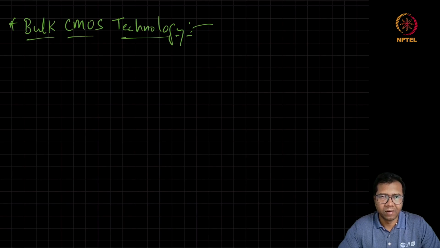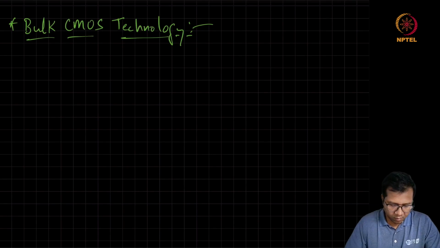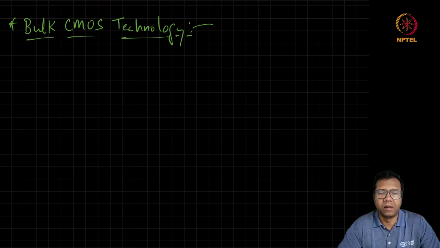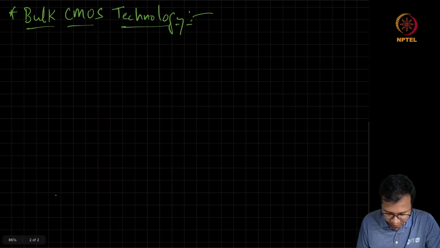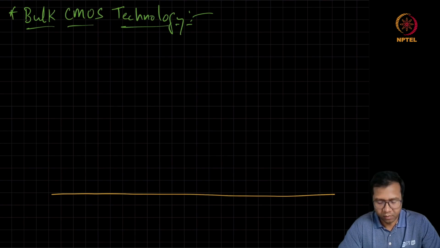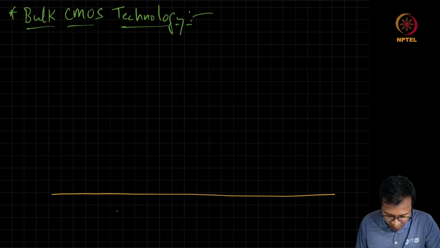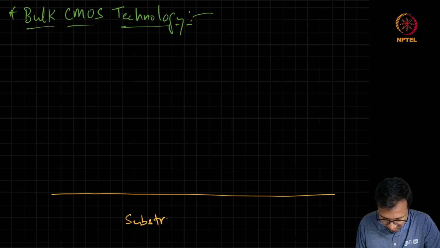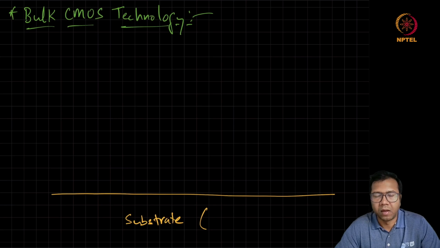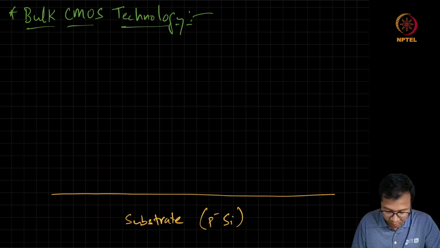Now let's try to understand how a typical bulk CMOS technology looks. To get a clear picture, I will show the cross section of an IC which has been designed in a bulk CMOS process. At the bottom layer of the cross section, you will see the substrate. And this substrate will be a lightly doped P-type semiconductor.